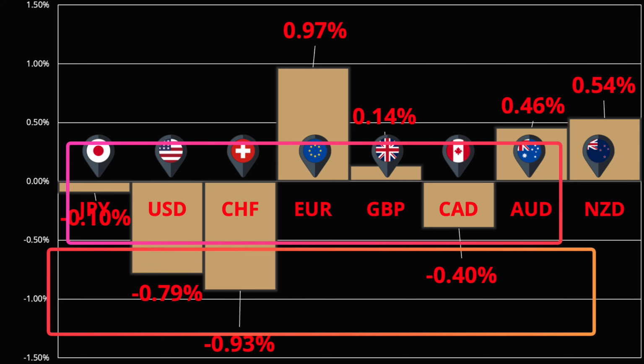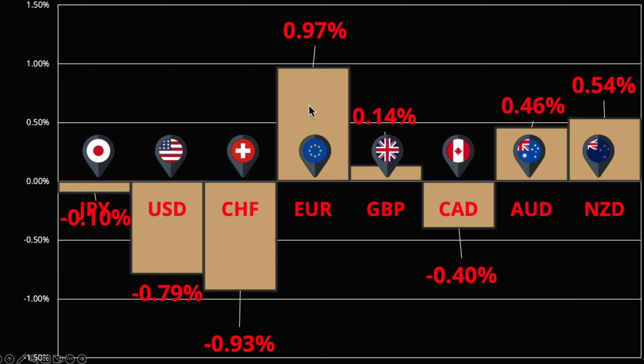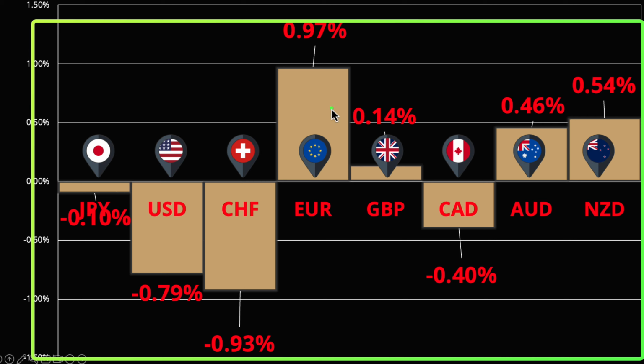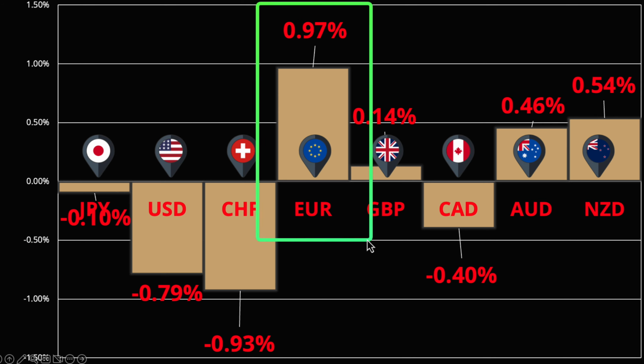Now, let's take a look at the percentage change today. When we take a look at the currency market, there was definitely a lot of movement, especially if you go into the euro. We had a massive move in the Swiss franc, and that definitely caught a lot of traders off guard.